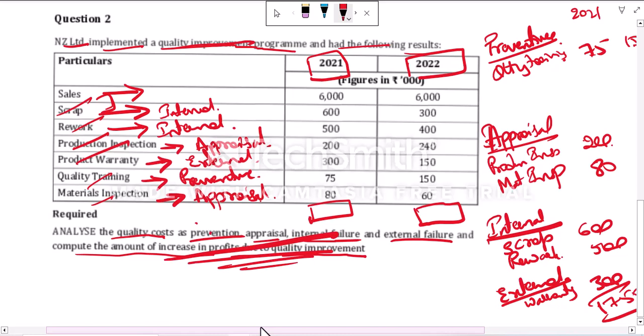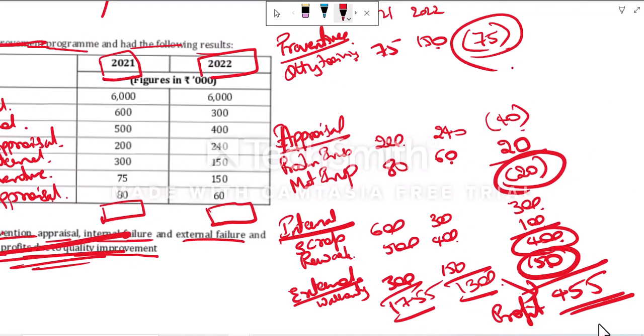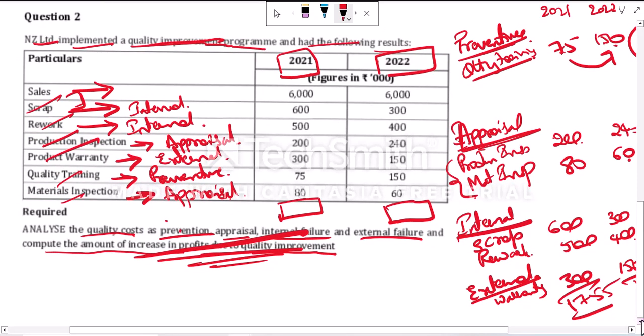Okay, we are done with the answer, and you need to write everything, like preventive cost. Quality training comes under preventive cost. It increased from 75 to 150, so we have incurred an extra 75,000. And appraisal cost, both these costs come under appraisal cost, and it increased by 20,000 rupees. Everything you need to write theoretically. Next question.